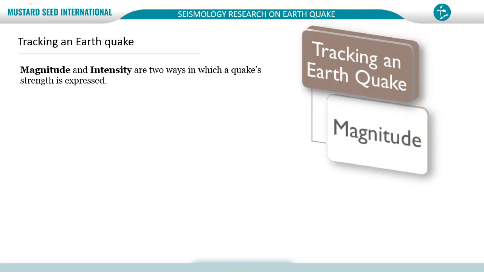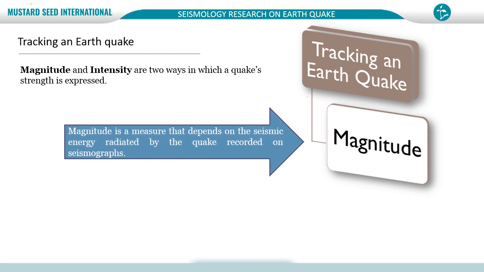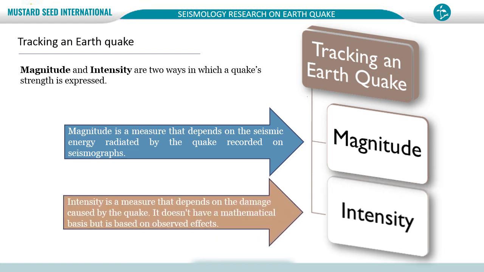Magnitude and intensity are two ways in which a quake's strength is expressed. Magnitude is a measure that depends on the seismic energy radiated by the quake recorded on the seismographs. Intensity is a measure that depends on the damage caused by the quake. It does not have a mathematical basis but is based on observed effects.